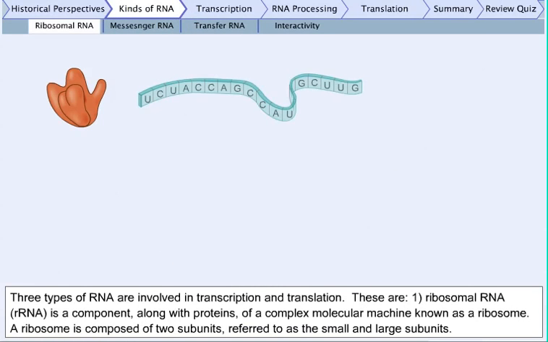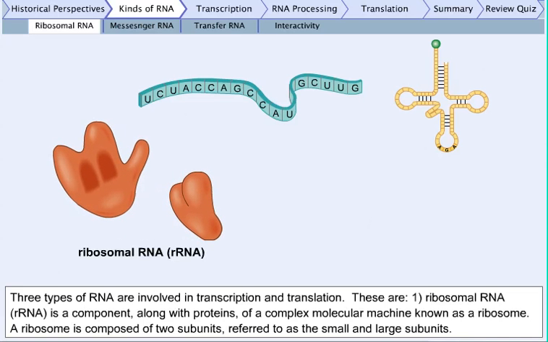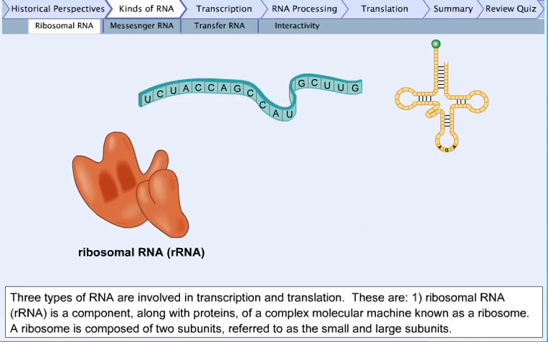3 types of RNA are involved in transcription and translation. These are 1. Ribosomal RNA, or rRNA, is a component, along with proteins, of a complex molecular machine known as a ribosome. A ribosome is composed of 2 subunits, referred to as the small and large subunits.